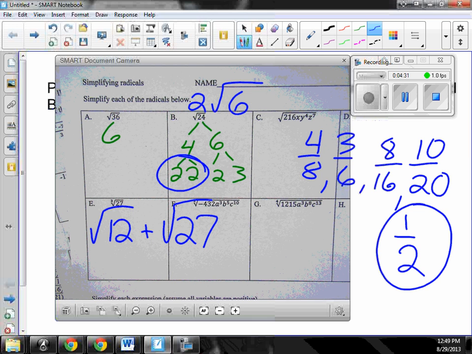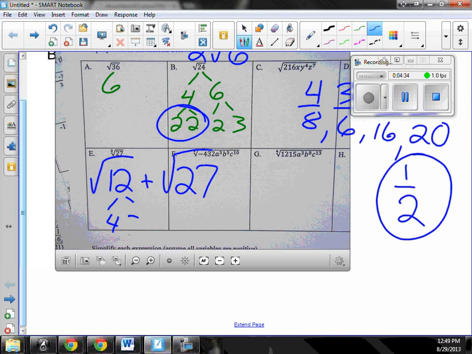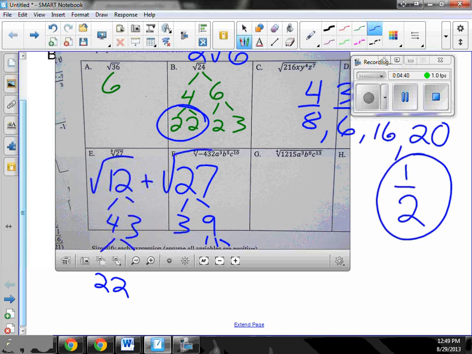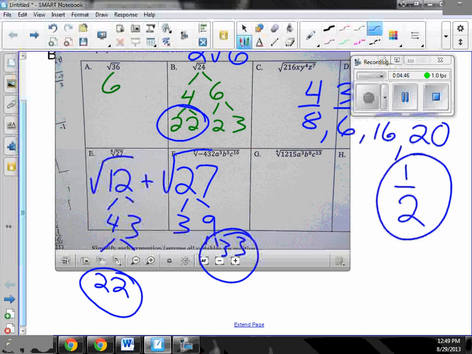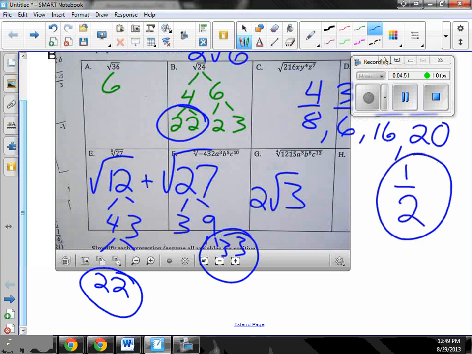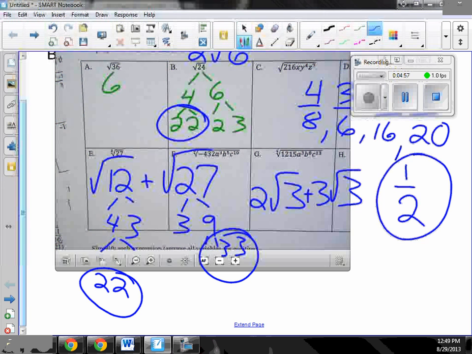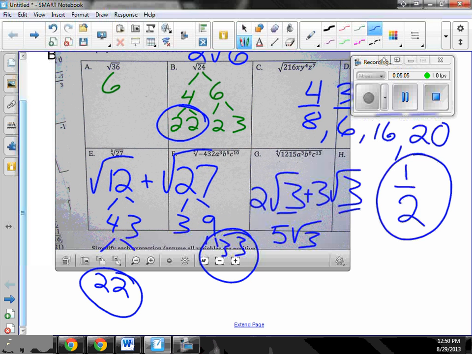But if we factor these out, 4 and 3, 3 and 9, 2 and 2, 3 and 3. Here I have a pair of 2's, and here I have a pair of 3's. So 2 square root of 3 is equivalent to root 12, plus 3 square root of 3 is equivalent to root 27. And now all of a sudden these have the same roots, so the answer is 5 root 3. So that's another reason why we simplify them down, because sometimes it will allow us to combine roots. Okay?